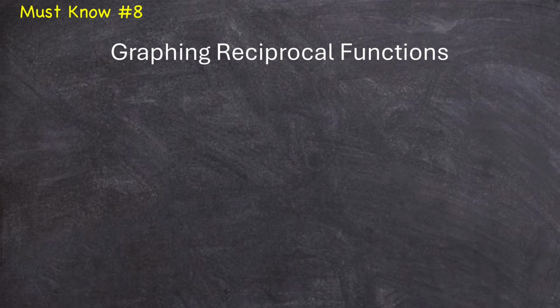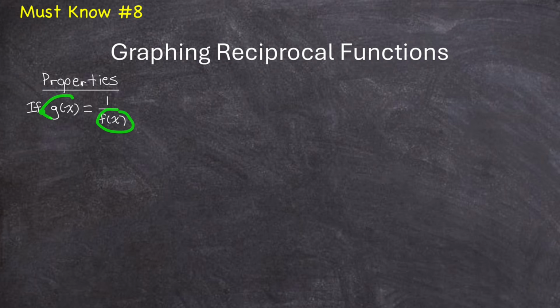Must know number 8, graphing reciprocal functions. Let me start by quickly summarizing some properties of reciprocal functions. If we have the function g of x, which is equal to the reciprocal of the function f of x, so if it equals 1 over f of x, there are a few things we should know about how this function in the denominator relates to the reciprocal function g of x. First of all, whatever makes f of x 0 is going to make g of x undefined, because division by 0 is undefined.